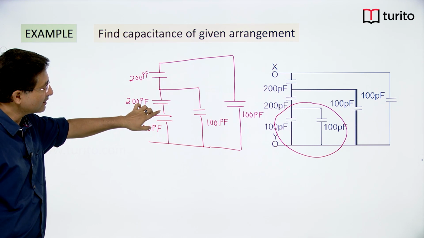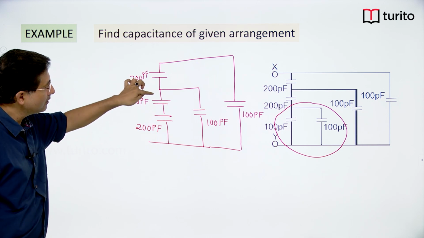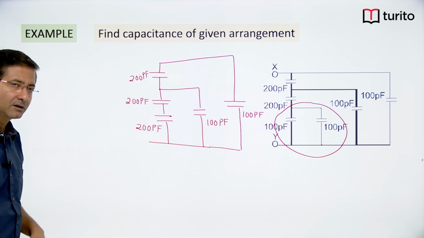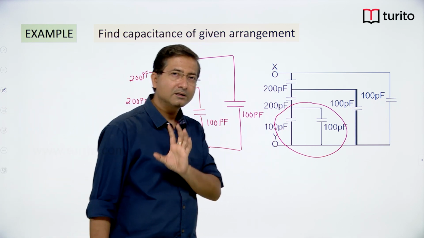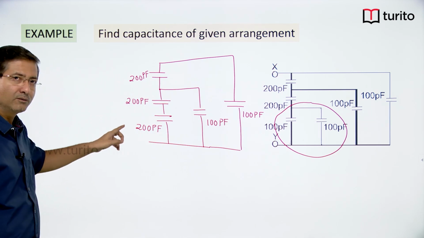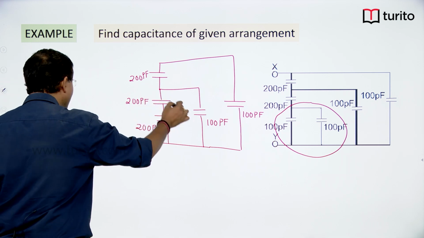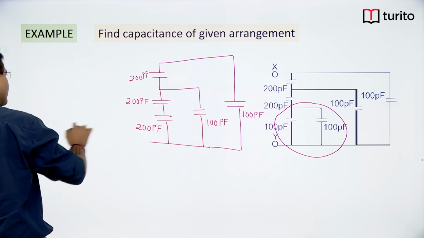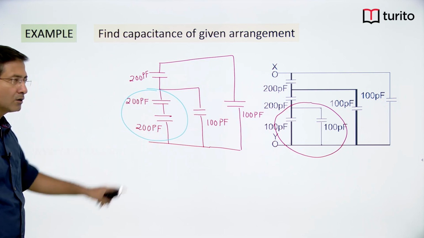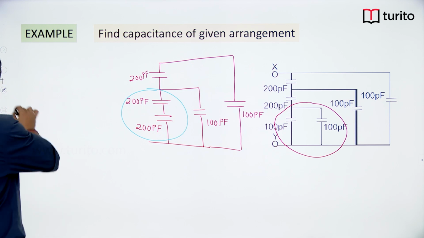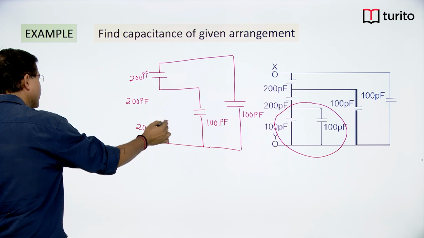This first one is connected to the second one of upper, and its second one is connected to some other elements. So these two are in series combination. Series combination formula: 1 upon C1 plus 1 upon C2 is equal to 1 upon C equivalent. So 200, when you add by this formula, you will get 100. So this whole thing can be replaced by a single capacitor of 100 picofarad. So I will put 100 picofarad over here.